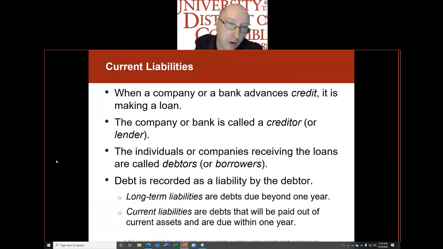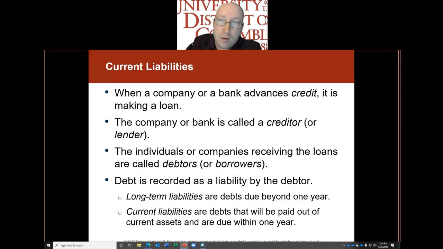Liabilities. As you know, a liability is any time the company owes money to someone else for any reason. A liability is something that you owe to someone else for whatever reason. That's a liability.